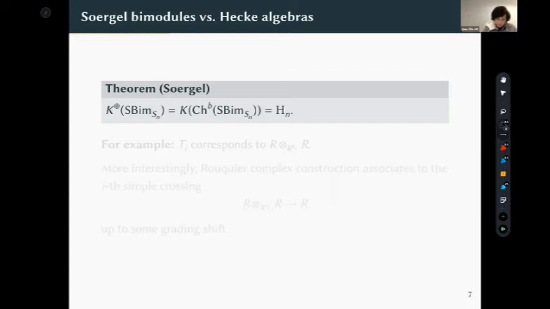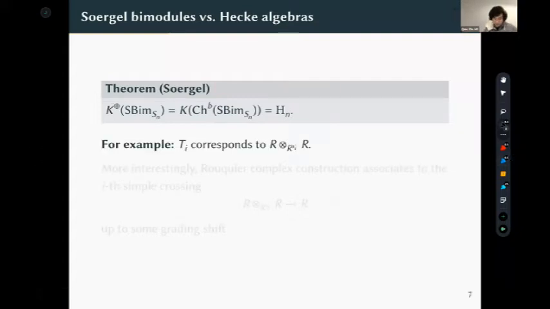Okay, so when I say split here, it's because I'm taking the K group of an additive category. So there's no short exact sequence to consider. The only operation I have is taking summands and taking direct sums. And so I only consider essentially split exact sequences. Would you like to think in those terms?